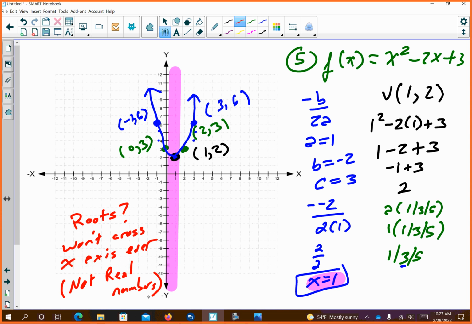So these don't have any real roots. And that's kind of important for you to know, that if I make my parabola and the vertex happens above the x-axis and it opens up, or happens below the x-axis and opens down, it doesn't have a real root. That's pretty important to know. Okay. Any other questions I can help you with?